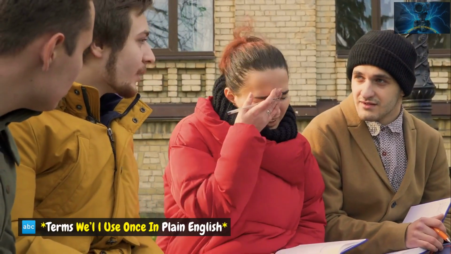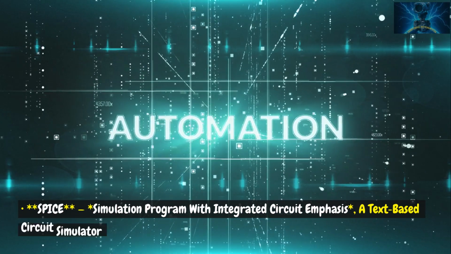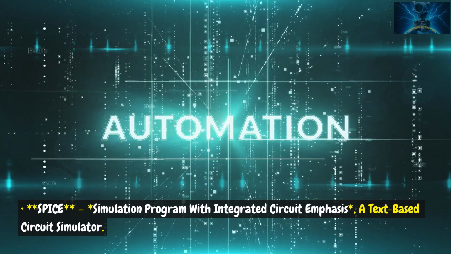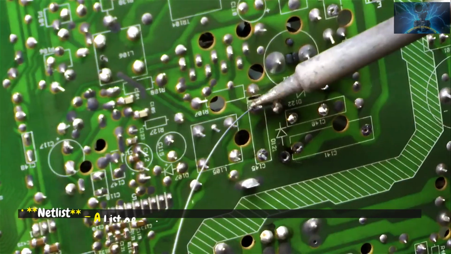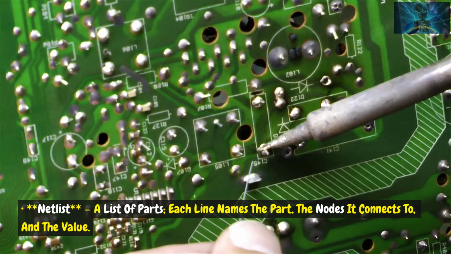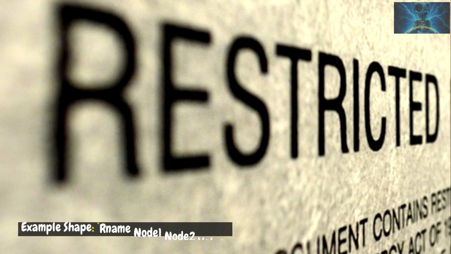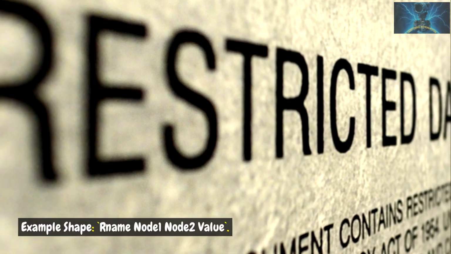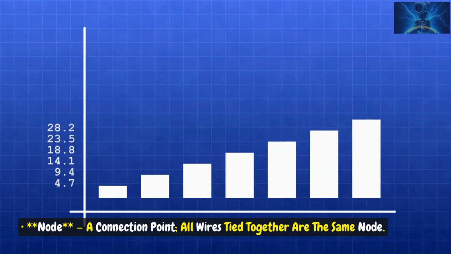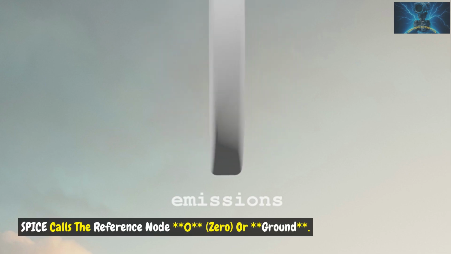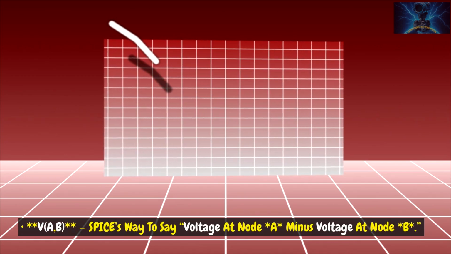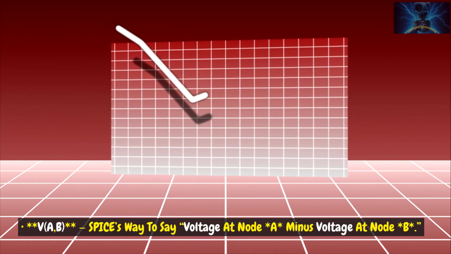Terms we'll use once in plain English. SPICE: Simulation Program with Integrated Circuit Emphasis, a text-based circuit simulator. Netlist: a list of parts. Each line names the part, the nodes it connects to, and the value. Example shape: name, node 1, node 2, value. Notice a node is a connection point. All wires tied together are the same node. SPICE calls the reference node TEM, 0, or ground. V(A,B) is SPICE's way to say voltage at node A minus voltage at node B.